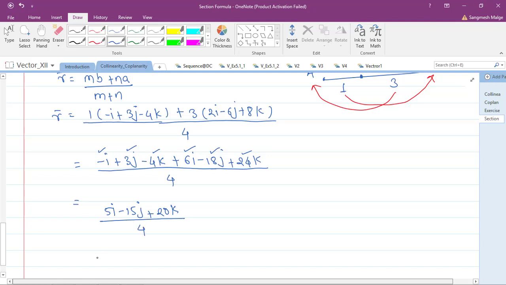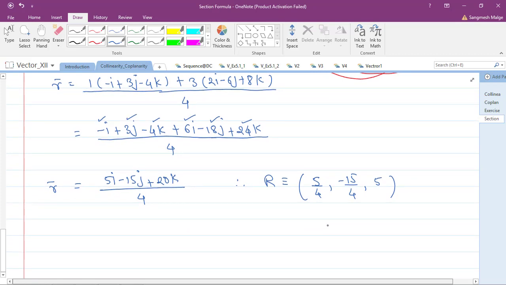Okay, so what are the coordinates? This becomes the position vector of point R bar. So what will be the coordinates then? You just remove this I, J, K and you will get the coordinates. Therefore, the R coordinates become 5 by 4, comma, minus 15 by 4, comma, 20 by 4, which means 5. So this is the coordinate of point R. Is it okay? It's very simple. Good.